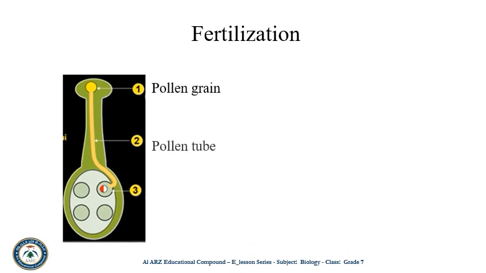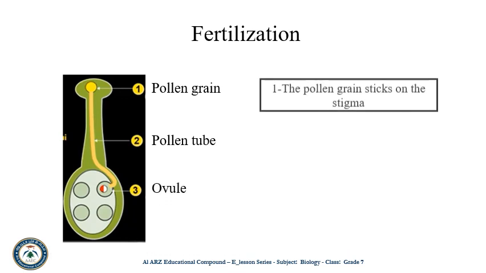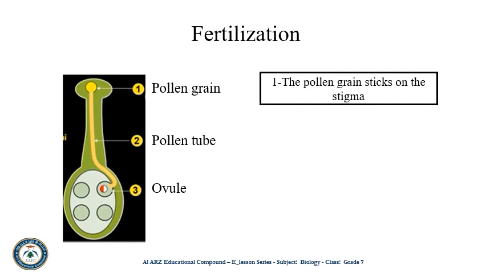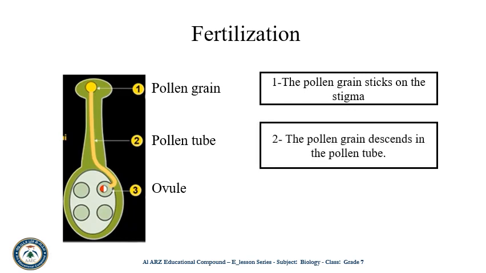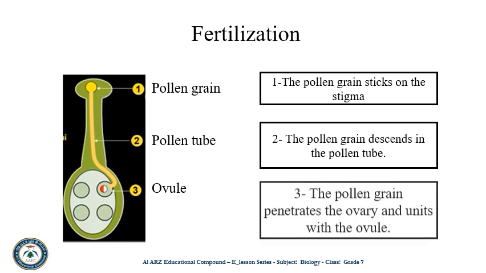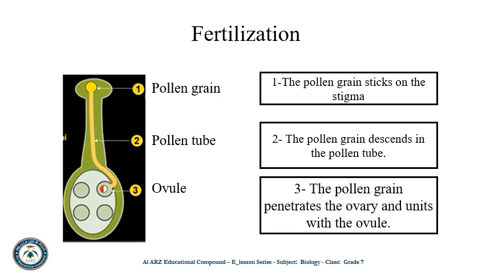But how does fertilization occur? First, the pollen grain sticks on the stigma. Then, it descends in the pollen tube. Finally, the pollen grain penetrates the ovary and unites with the ovule.